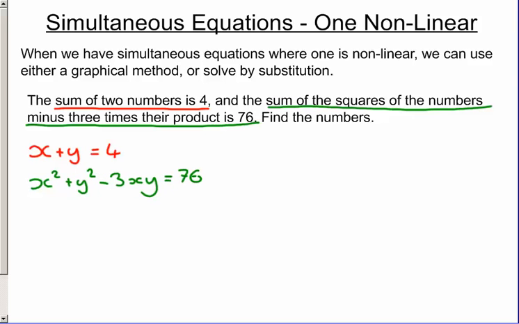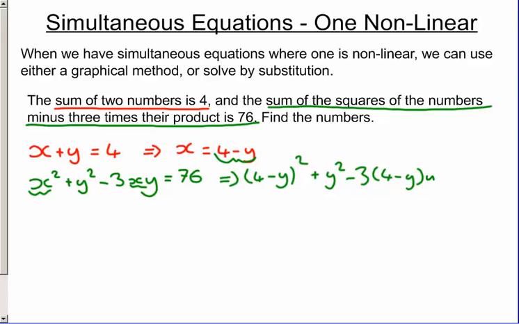Once we've got that, we need to do our substitution, so we need to rearrange one of them, and we're going to rearrange it into x equals 4 minus y. Could have gone the other way and got y equals, we can do x equals. And that means every time we have x, we need to substitute x out for this expression. So we get (4 minus y) squared plus y squared minus 3 times (4 minus y) is equal to 76.